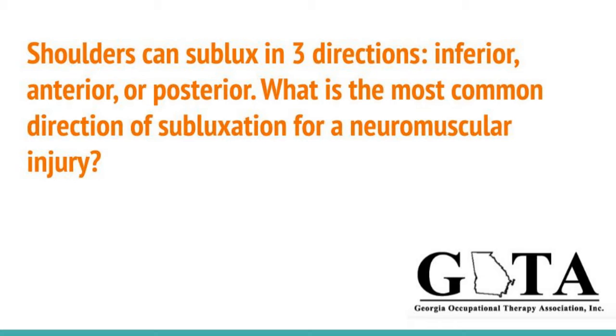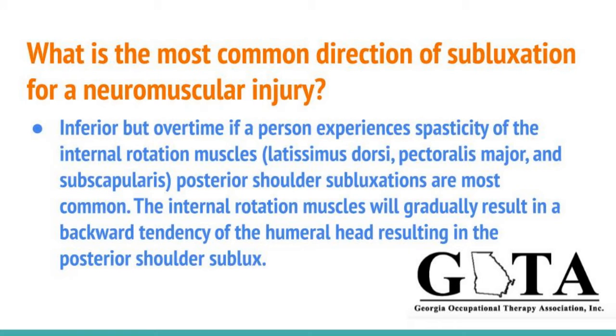What is the most common direction of a subluxation for a neuromuscular injury? The most common direction of subluxation for a neuromuscular injury is inferior, but over time, if a person experiences spasticity of the internal rotation muscles, the lats, the pecs, and the subscap, posterior shoulder subluxations are the most common. The internal rotation muscles will gradually result in a backward tendency of the humeral head, resulting in posterior shoulder subluxation.